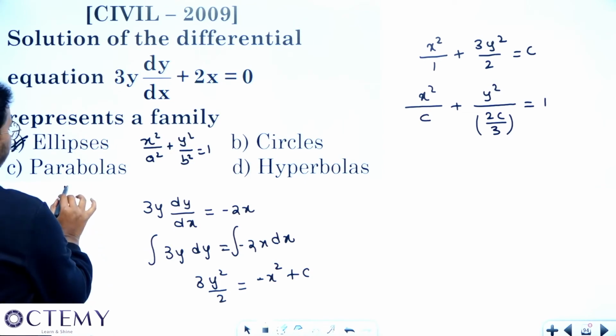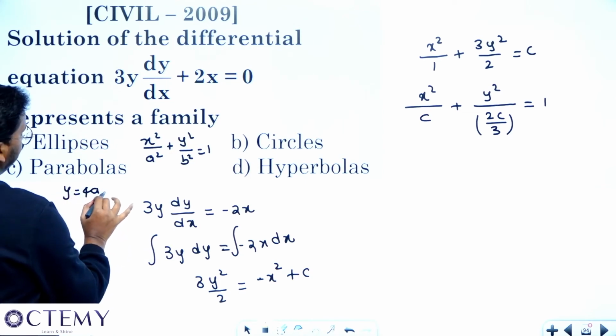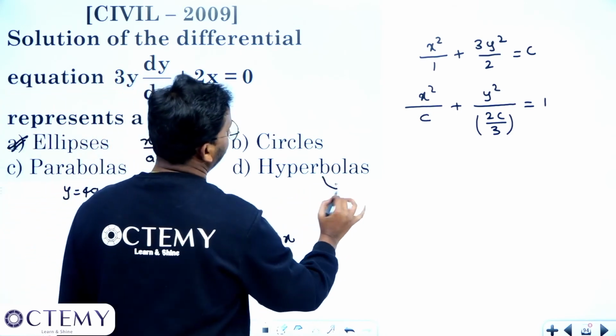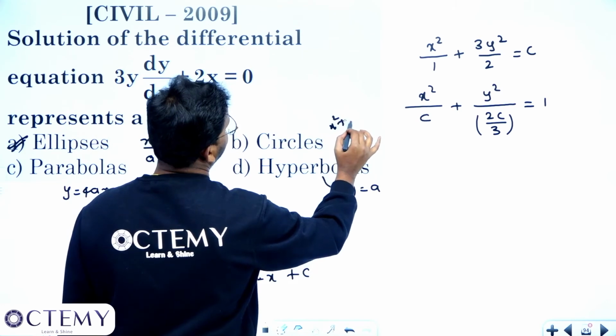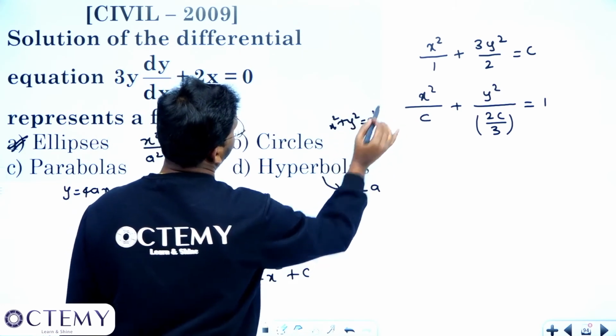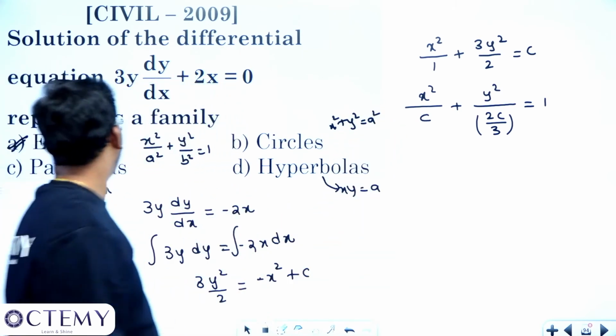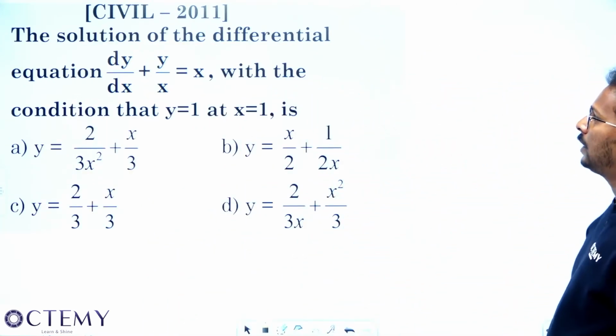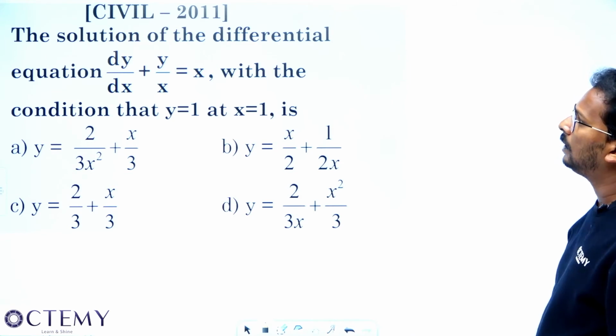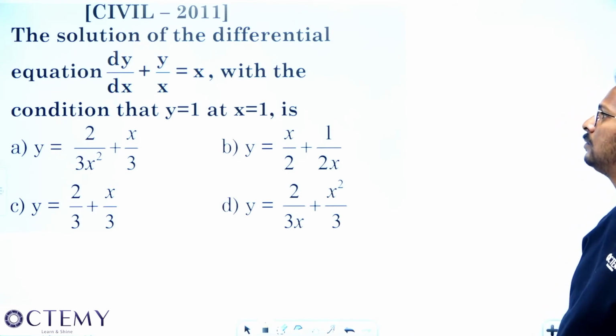A parabola looks like y square is equal to 4x, and a hyperbola will look like x into y is equal to a. A circle is x square plus y square is equal to a square. Right? So option A perfectly matches. Let me look at the next question. The next question is asking, and it's saying that the solution of the differential equation dy by dx plus y by x equal to x with a condition.